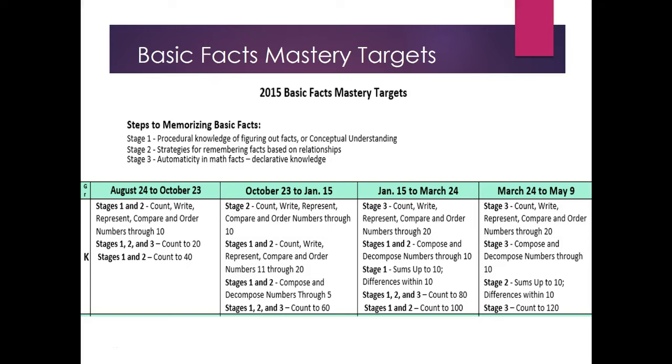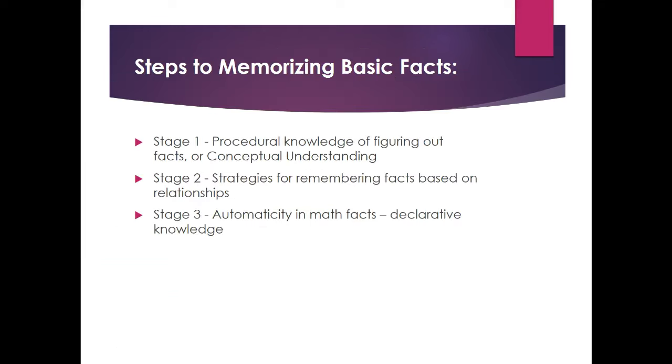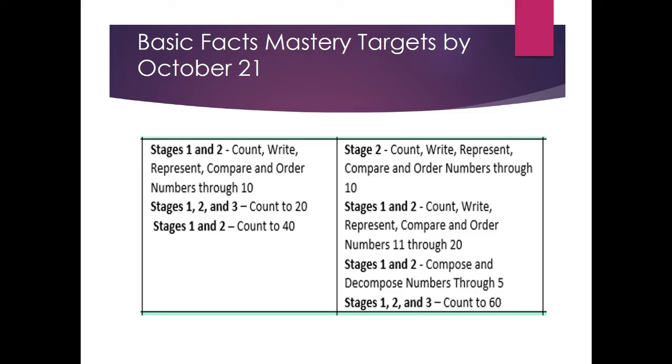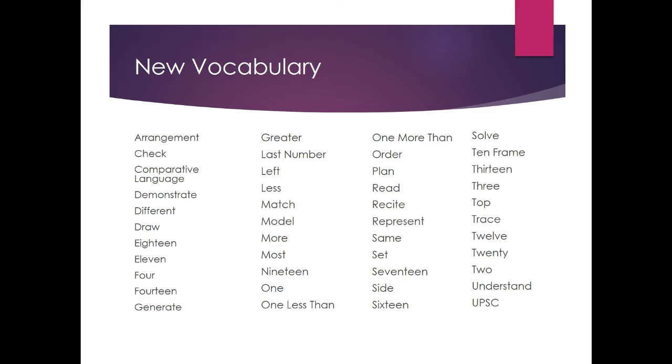As you can see at the top, the first stage is procedural knowledge. Here's where they learn conceptually how to do these skills. In stage 2, they're using strategies to help remember these facts based on relationships. And then in stage 3, they're doing it with automaticity. Here they know it. Our mastery targets by October 21st are here in this very first column, and the second column talks about the mastery targets for January.